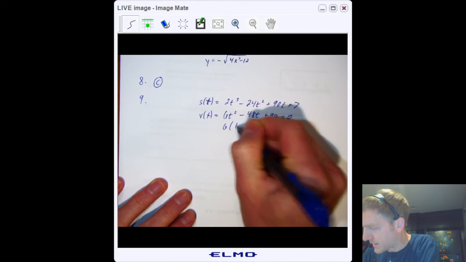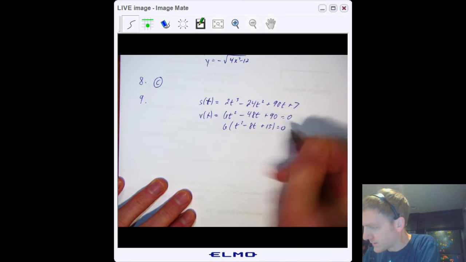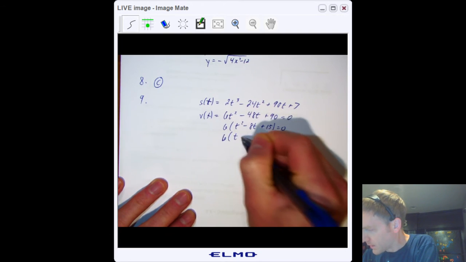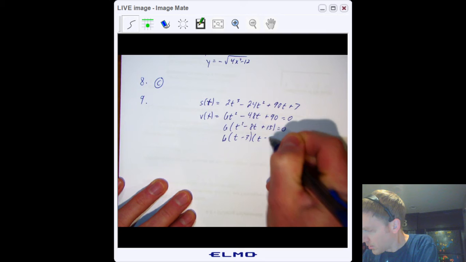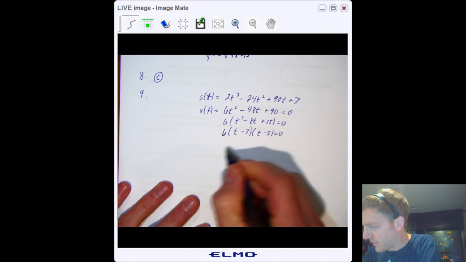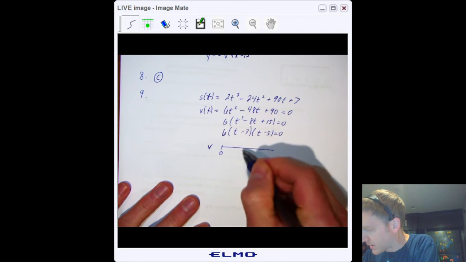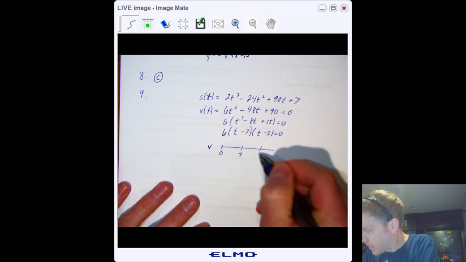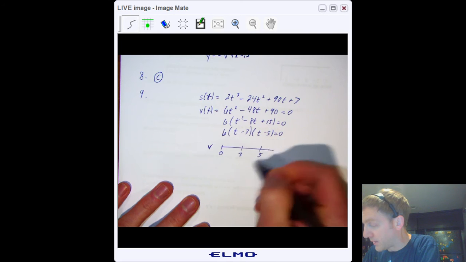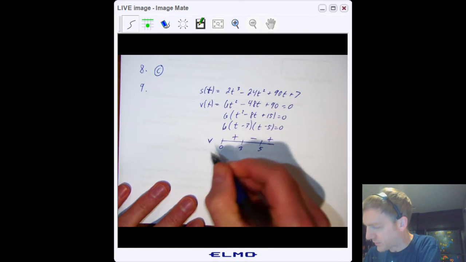Set that equal to 0. I can factor out a 6. t squared minus 8t plus 15 is 0. Factor it again. t minus 3, t minus 5 is 0. Okay, so if I'm going to make a sign chart for velocity, and I'm starting at 0 here, it is a parabola that opens up, so it'll go positive, negative, positive. So that's my sign chart for velocity.